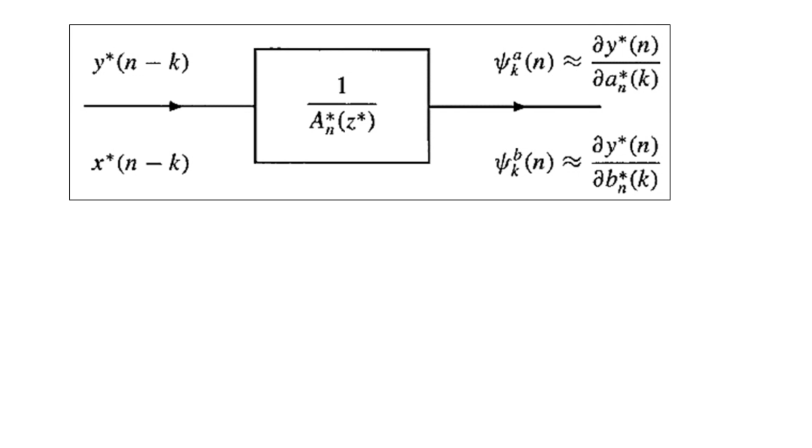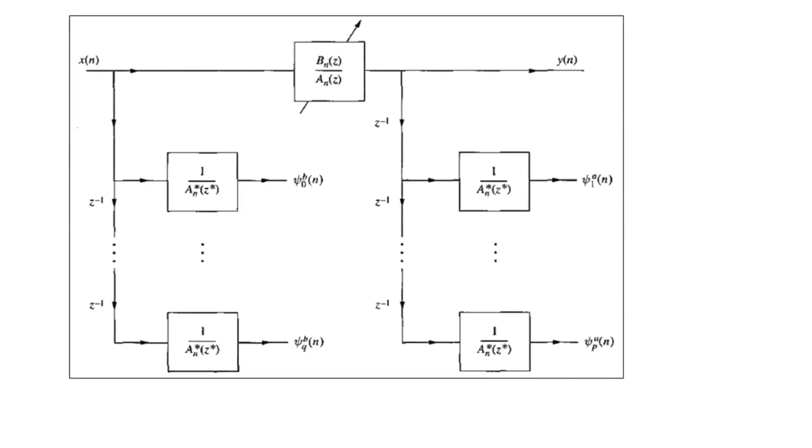So from this block schematic it can be noted that p plus q plus 1 recursive filters, operating in parallel fashion, are producing the approximations to the gradient vector, as we have described in the earlier equations, and the outputs of these particular filters are utilized for the updation of the coefficients of the adaptive filter here.